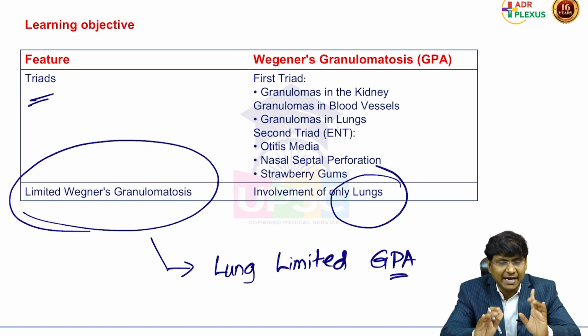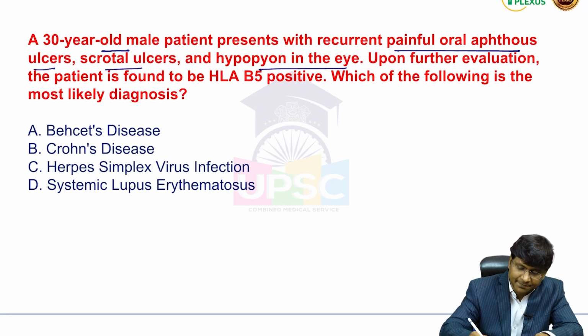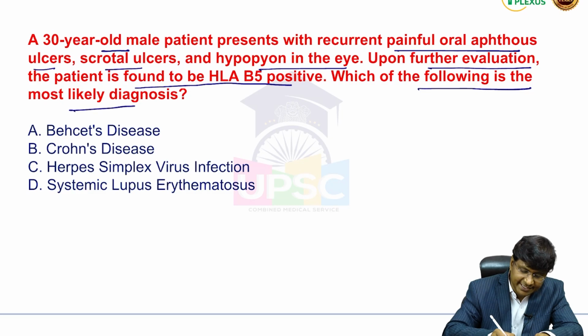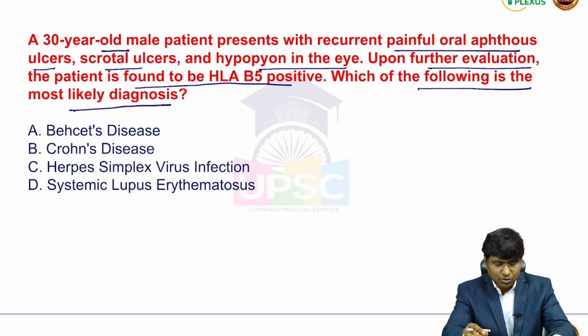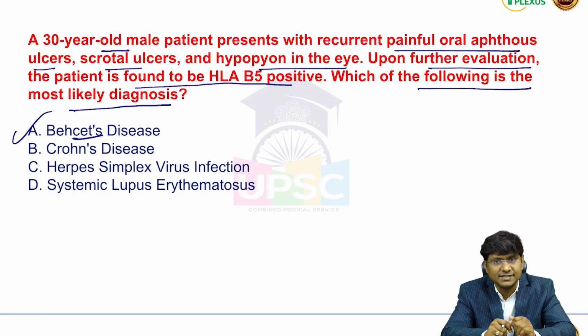So with this we are done with, and one more important question on the vasculitis. A 30-year-old male patient presents with recurrent painful oral aphthous ulcers, scrotal ulcers and hypopyon in the eye. Upon further evaluation, the patient is found to have the HLA-B5 positive. Which of the following is the most likely diagnosis? The options are Behçet's, Crohn's, herpes simplex virus infection and as well as the SLE. So this clinical scenario is suggestive of the Behçet's disease.